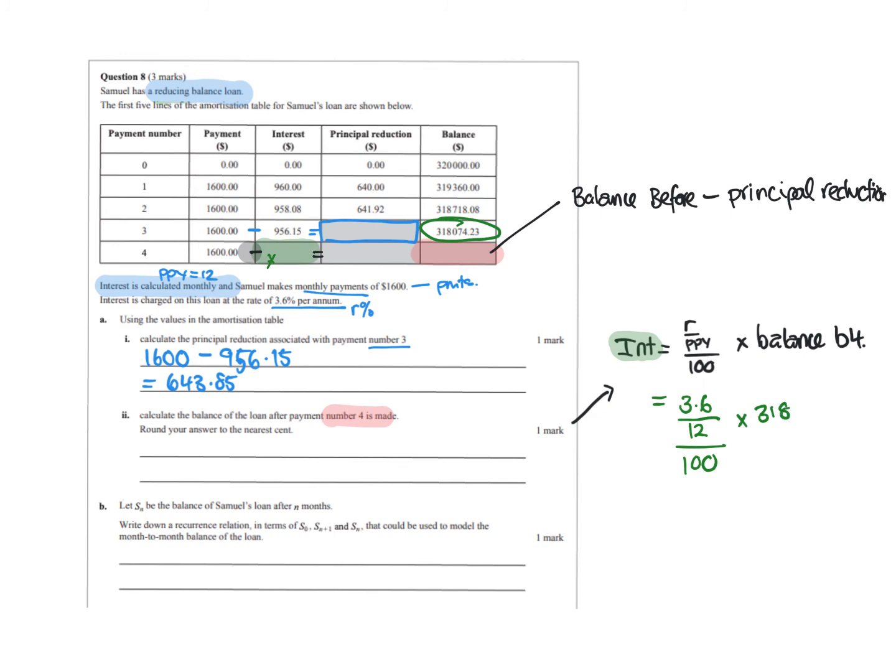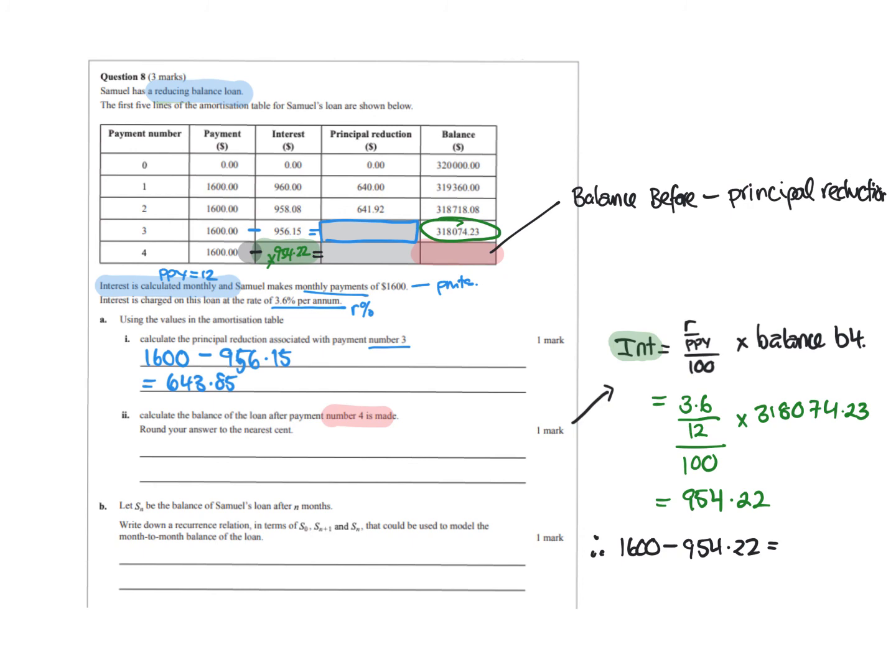So the balance before was this balance there, 318,074.23. So we'll calculate that. Okay, so we work that out to be 954.22. So we know now in here is 954.22. So we would be working out the principal reduction. Therefore 1600 minus the 954.22 equals, what is that one?